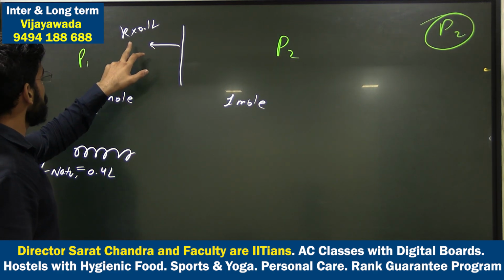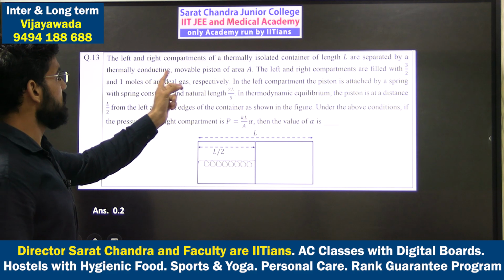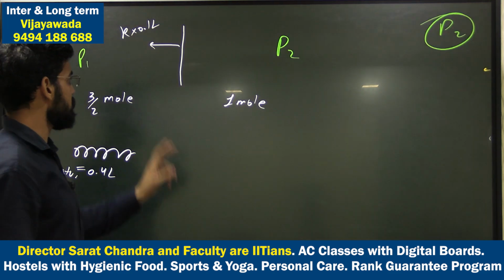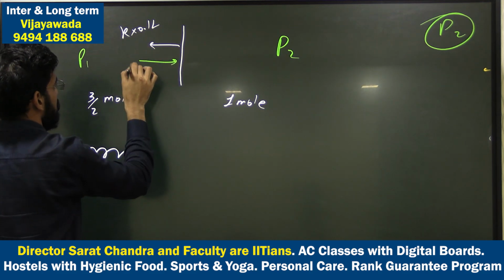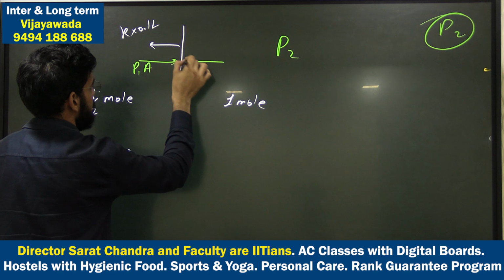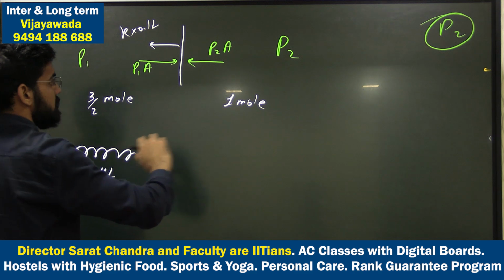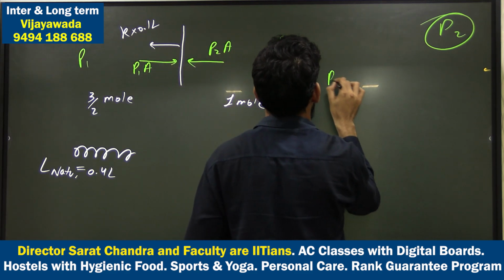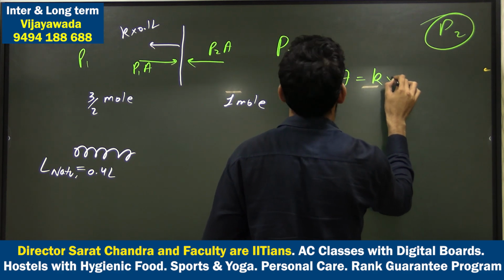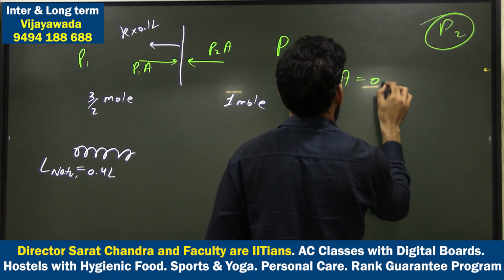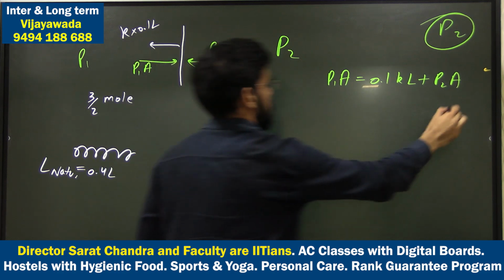Now here, he said it is in equilibrium, and he also said thermally conducting movable piston. Thermally conducting means both side temperature is the same, right? So this P1 pressure will apply P1 into area force, and this side it will apply P2 into area force. If you balance the forces, P1 into area is balancing K into 0.1 L, so 0.1 KL plus P2 into area. This is my first equation.